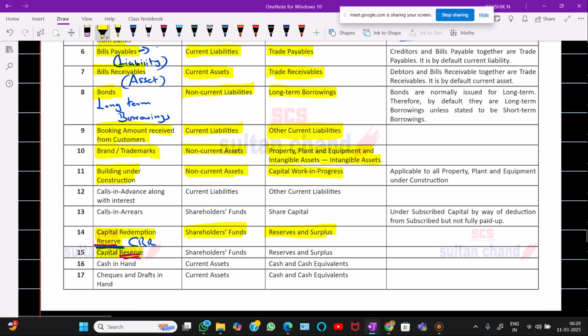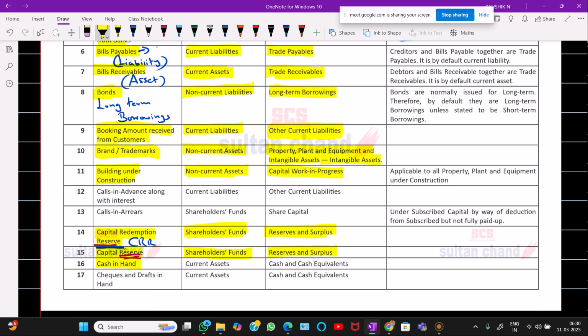So now tell me, what is the major head for capital reserve then? What could be the major head for capital reserve? Shareholders' funds, sir. Very good. Shareholders' funds, reserves and surplus. The next one is cash in hand. So what is cash in hand? Is it a current asset or is it a non-current asset? Or is it a liability?